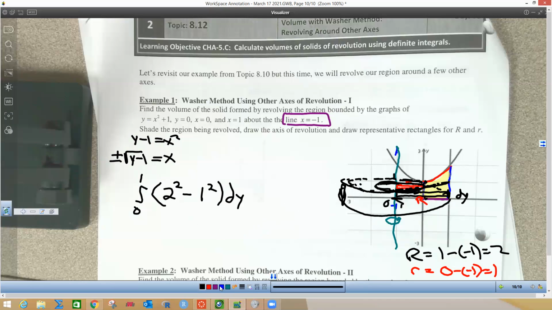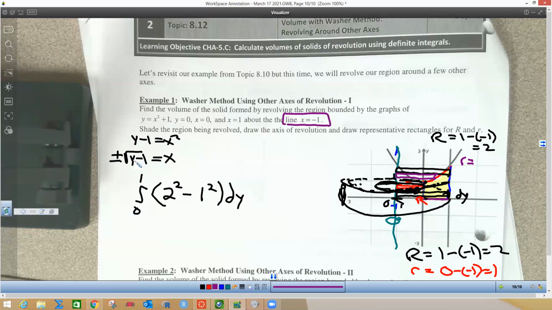Now I've got to worry about the top part, because now the big R is still the same. My big R is still from this blue way over here to the green. So that big R part is still 1 minus -1. That's still that same thing, which is 2. But now the little r changes, and the reason it changes is because little r, the opening, comes from this red part over here to the green. That is the little r on this one, and the red part is the parabola.